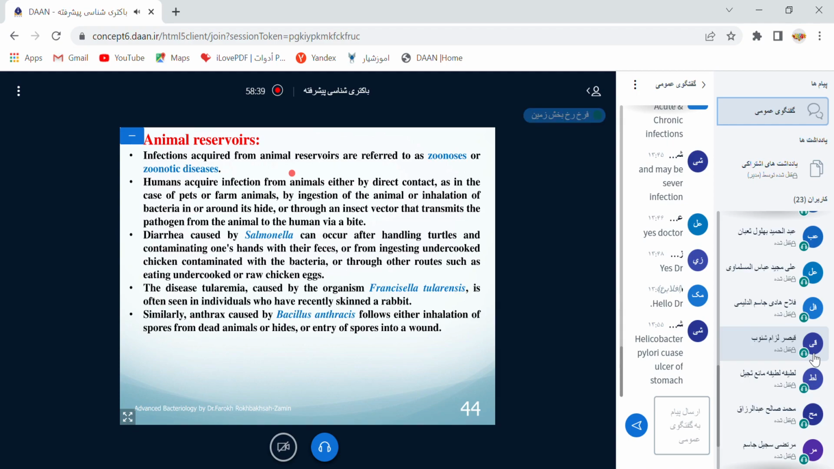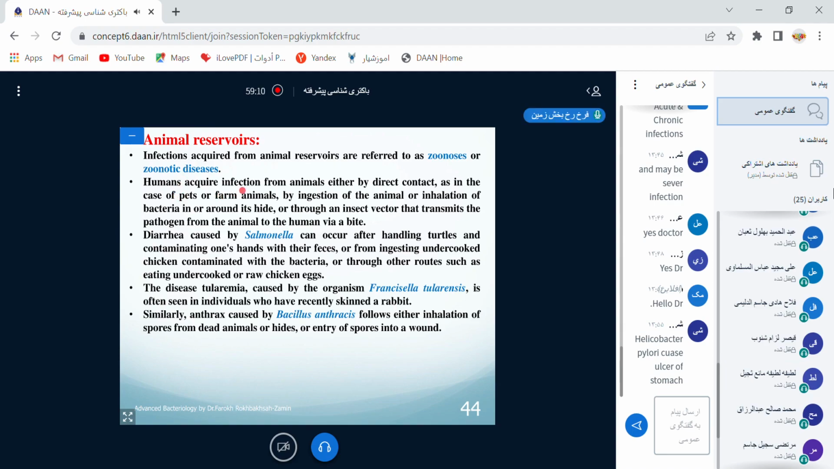If the source of infection is an animal and pathogens are transmitted from the infected animal to a sensitive human, we call it zoonoses or zoonotic disease.